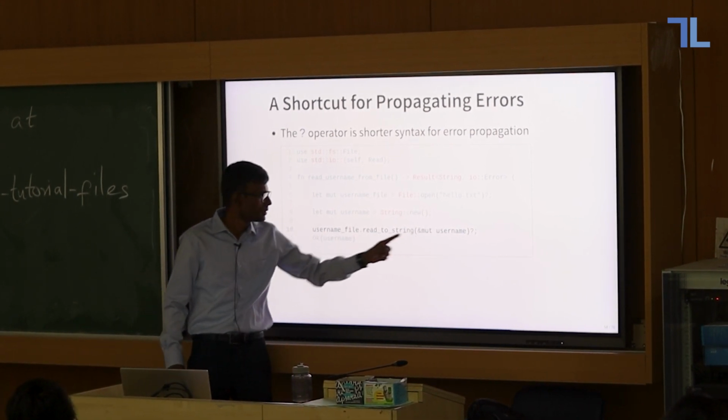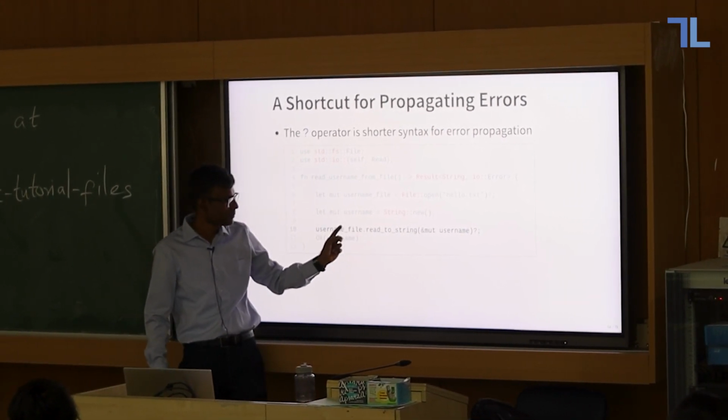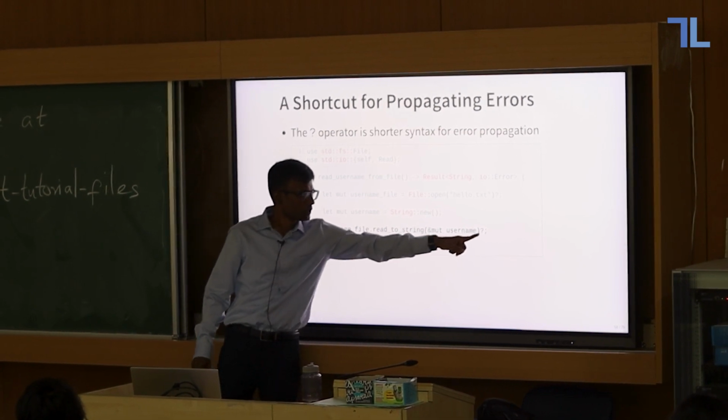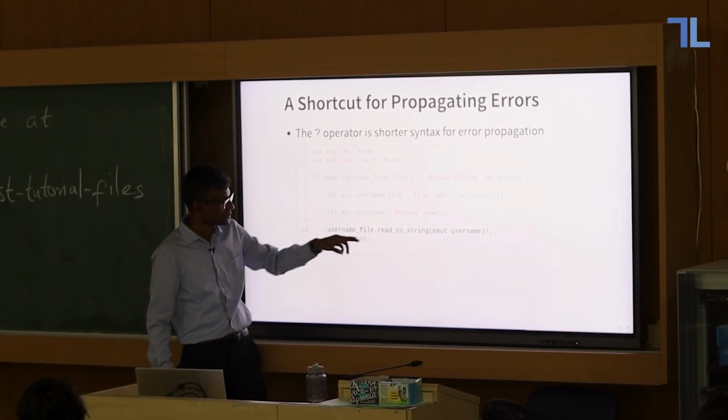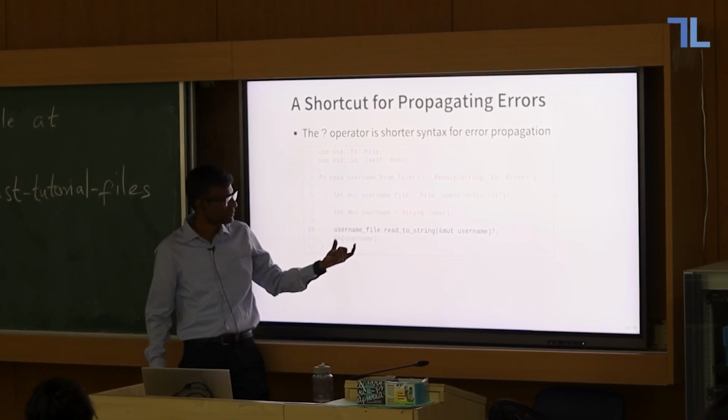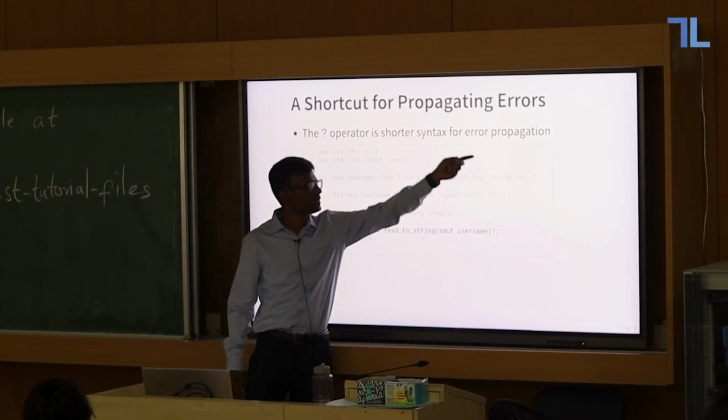Similarly here, I am creating a string and I am reading the file into that string. I put the question mark there. Then if it passes, this mutable string will have the contents of the file. Otherwise, if there is an error, then it will return the error.